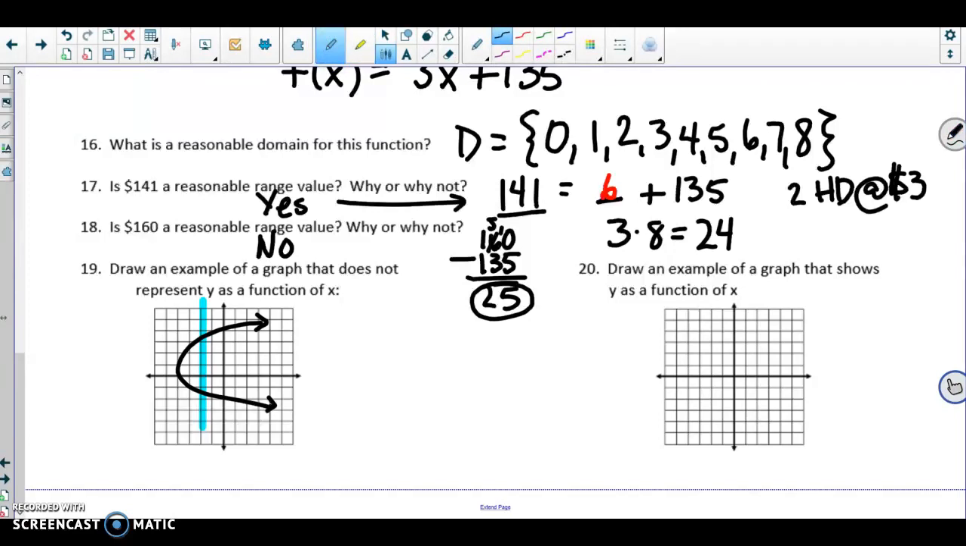And then it says draw an example, so number 20, draw an example of a graph that shows y as a function of x. So just an example of a function, there's all sorts of types. You could have a linear, just even this type, where we have a horizontal line. You could have a linear line like that. We could have even something that looks like this, as long as it doesn't cross and things like that. So there's a variety of different ones, and every one of these would pass the vertical line test.